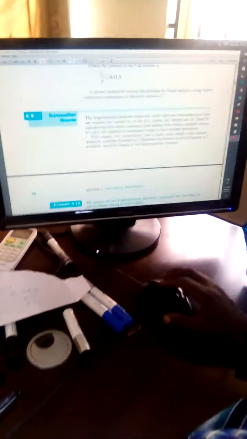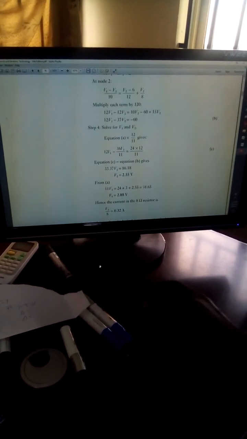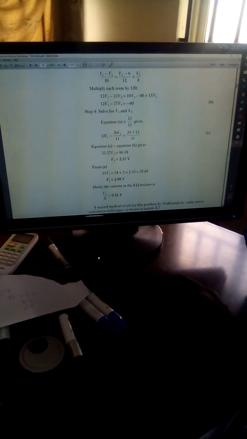When you go to your book, around page 96 on the PDF, which is page 75 in the book, you scroll down, you see the theorem. You are expected to be able to state the theorem. It can be hard to state the superposition theorem.